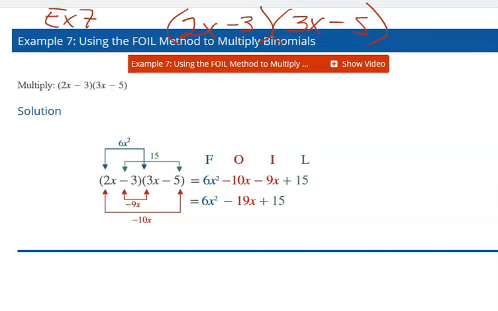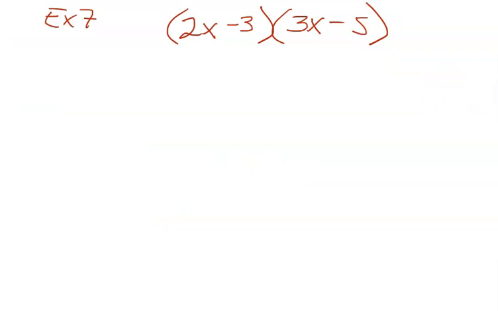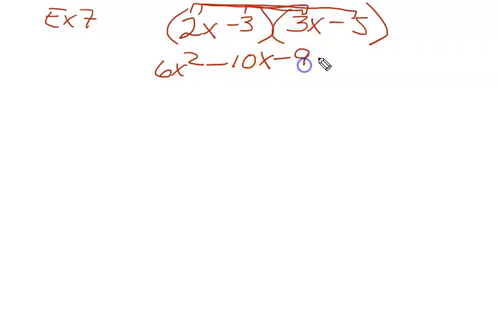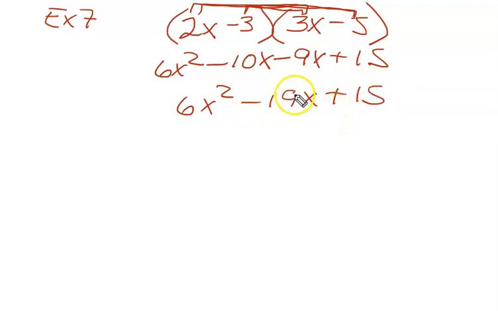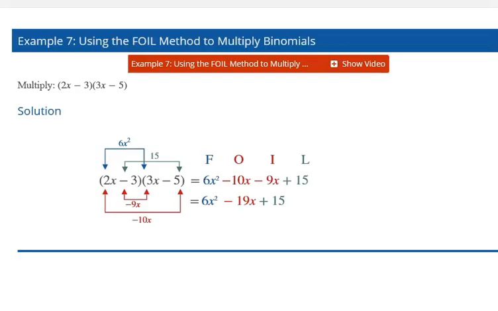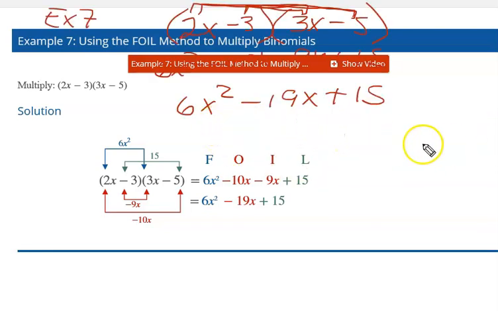In example 7, again, take a moment, write it down. We're going to use the FOIL. So our first 6x squared, our outers a negative 10x, our inners a negative 9x, and our last a positive 15. Grouping our like terms, and developing a protocol. Now you'll have your practice and your certified do. And let's check it out. And I believe that was correct. Let's bring it back here. Yes.